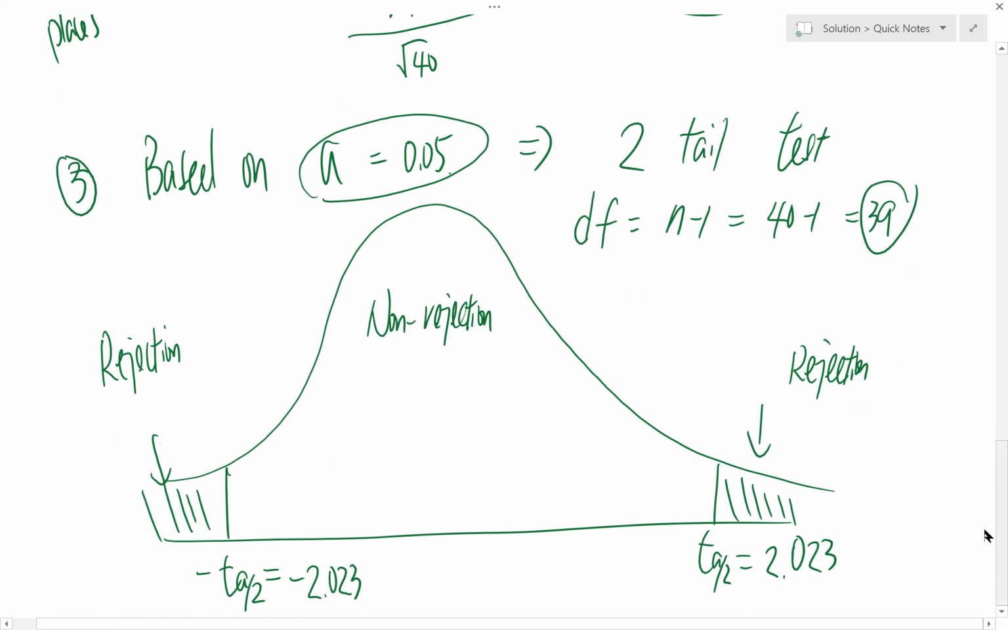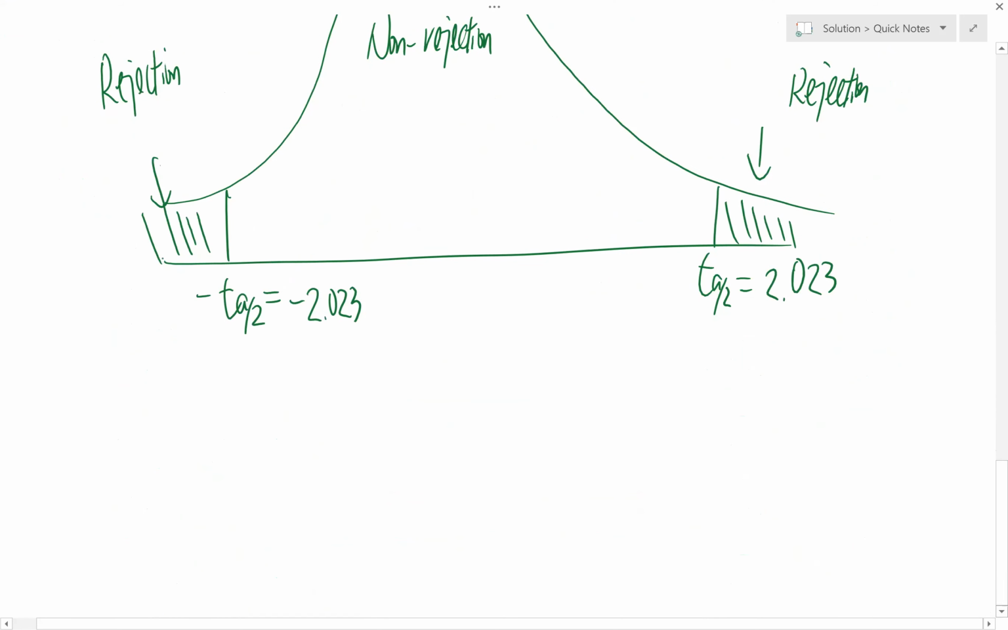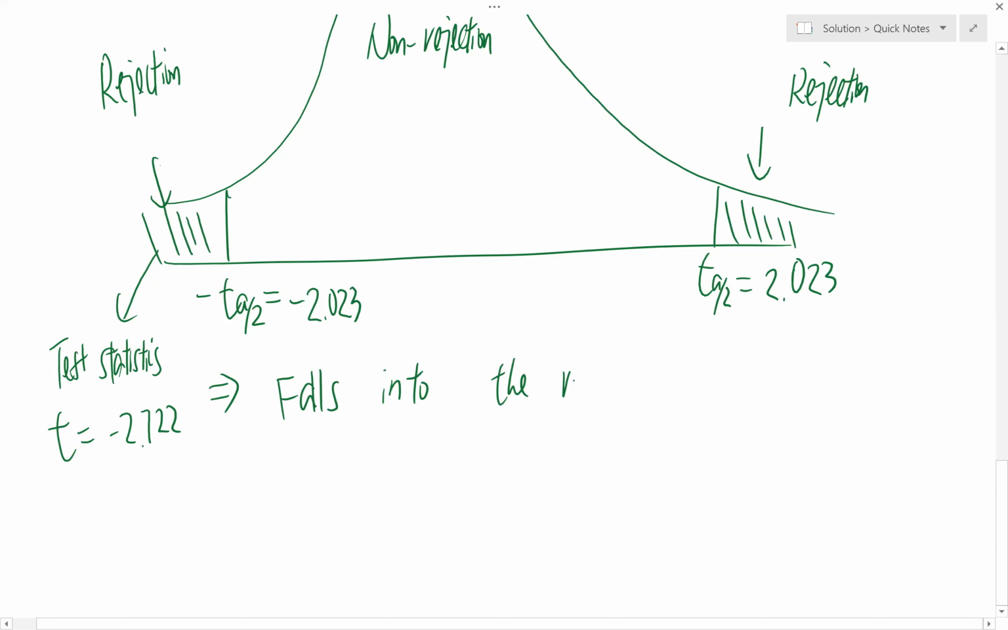Now, just like the other one, we compare the test statistic, negative 2.722, and it's smaller than negative 2.023. So the test statistic t-score is negative 2.722, on the left-hand side of the critical t-score, and this falls into the rejection region. That builds a foundation for our conclusion. Since it falls in the rejection region, step 4, we reject H0.